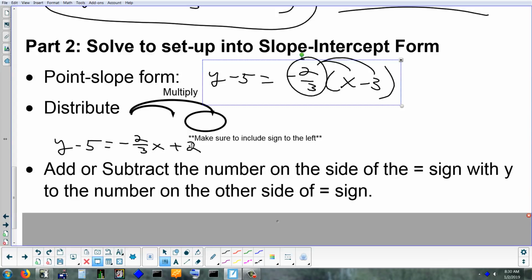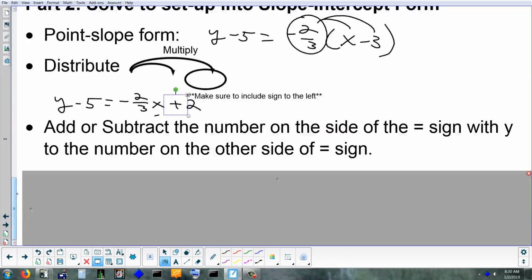All right, if you see a y minus 5, you're going to have to add. If you saw like y plus a number, you would subtract. But you either add or subtract at this step. And just make sure you do it on both sides.